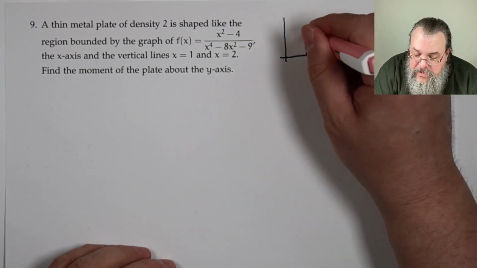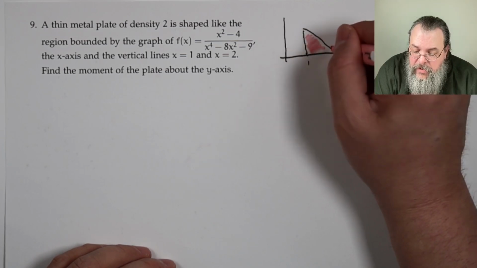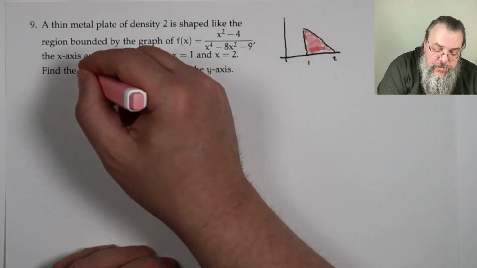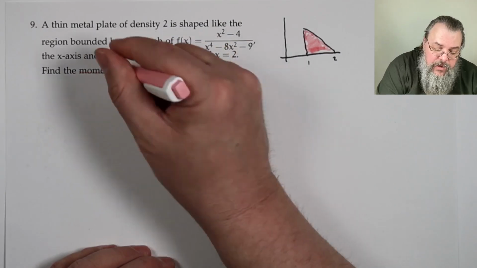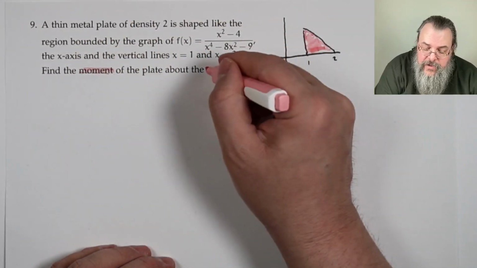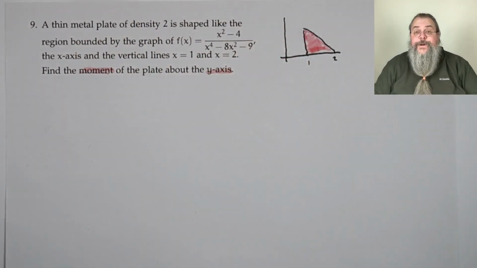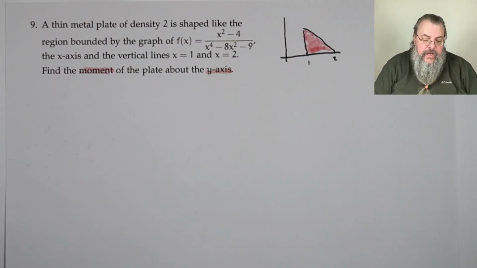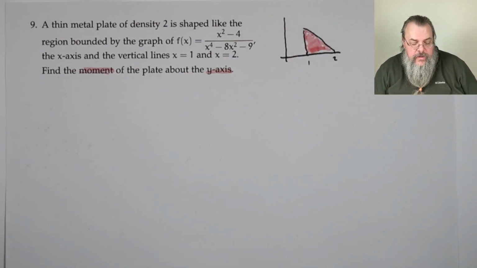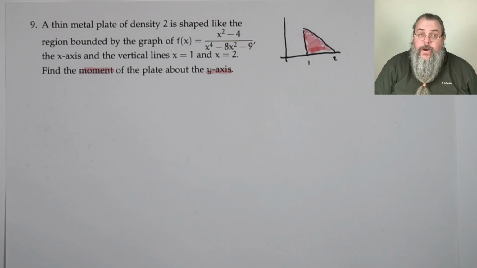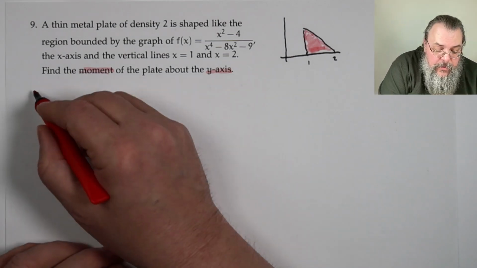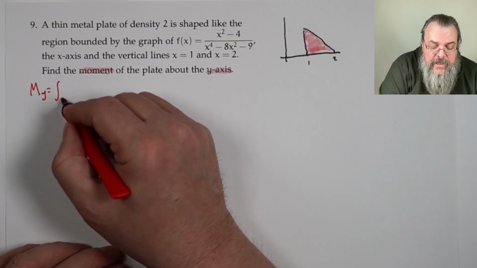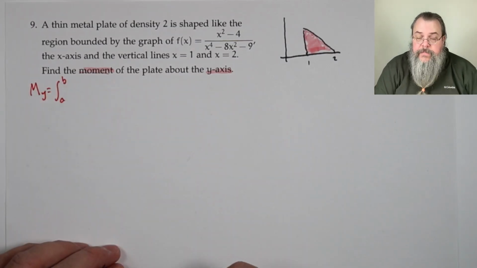And now we say, okay, great. What's our goal? We're trying to find the moment. And not just any moment, a very specific moment, y-axis. So we're looking for m sub y. Okay, so let's think about that. Now, when we think about moments, we should write down the formula to help remind us. We add up individual moments. So we're adding up our pieces.